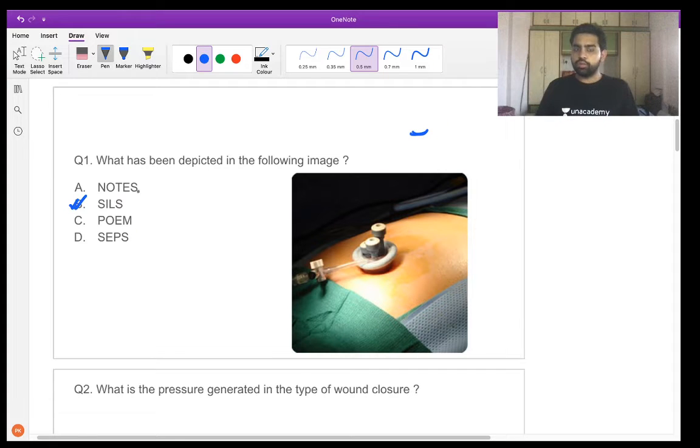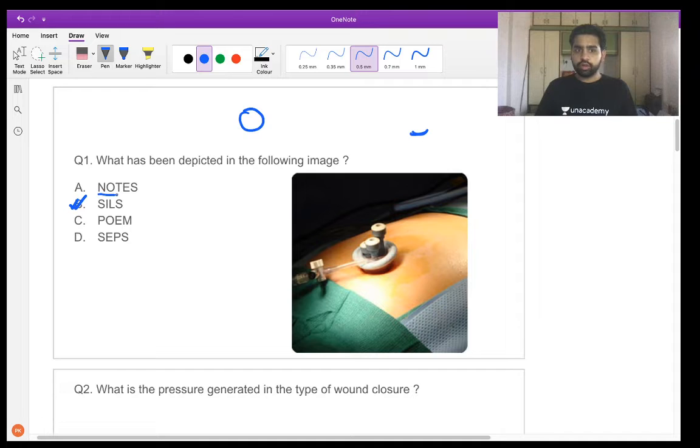So what is this SILS port? This is the single incision laparoscopic surgery port. Through this one port you can insert 2 to 3 trocars, and then you can operate through these trocars. So in this particular image what you're seeing is a SILS.